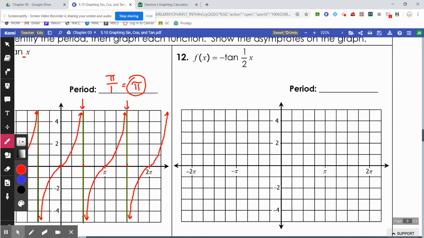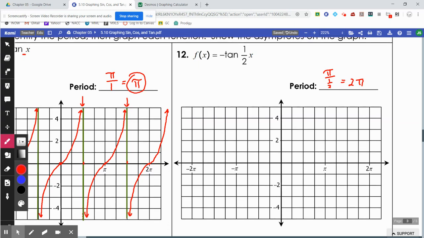Negative tangent of 1/2 x. Again, normally our period is pi. Let's divide that by the number in front of the x. Flip and multiply, you're going to get 2 pi units. Plug in a value like 0, and you can use that to help you graph. The tangent of 0 is 0, negative 0 is still 0.